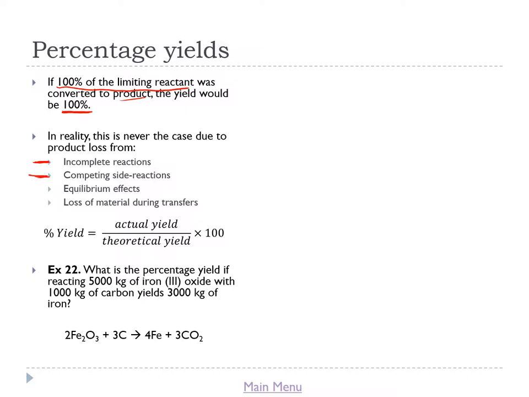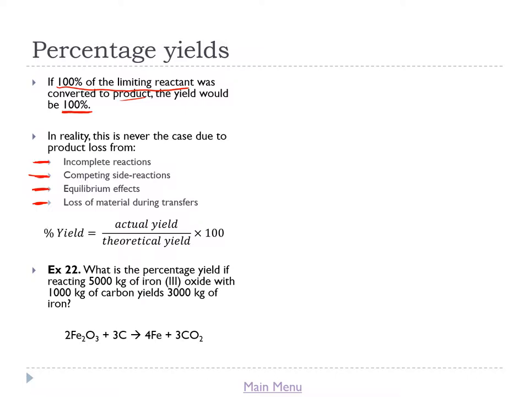Second thing is that there might be competing side reactions. So you might have the reaction that you want taking place, but also other unwanted reactions that are robbing some of the yield that you're hoping to produce because the reactants are being used for something else. There are equilibrium effects, the idea of reversible reactions, which mean that your reaction will never go to completion because some of your products are turning back into reactants. And the last one is the loss of materials during transfers. This is a very practical thing, but you're always going to have small amounts of reactant and product getting stuck to the sides of containers, getting stuck in pipettes and so on.